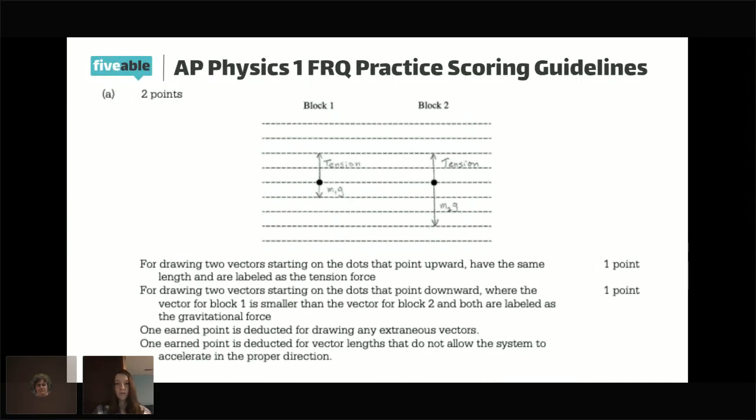And the next point says for drawing two vectors starting on the dots that point downward, where the vector for block 1 is smaller than the vector for block 2, and both are labeled as the gravitational force.